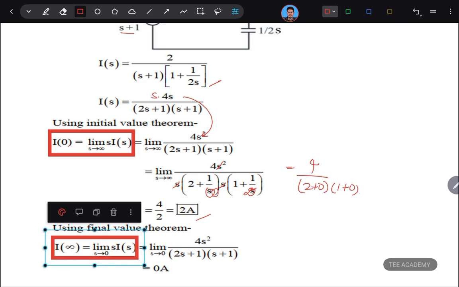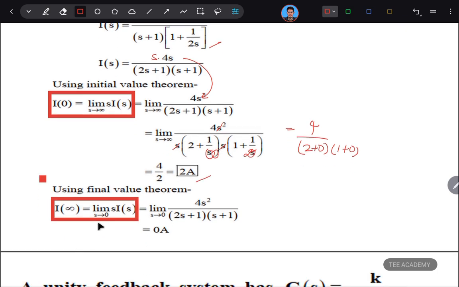So I of infinity says that limit s tends to 0. Observe here, limit s tends to 0, s into I of s. So limit s tends to 0, this value 4s squared divided by 2s plus 1 into s plus 1. As s value is 0, the current will be 0 here. Here we changed the equation in terms of 1 by s so that you can get the exact answer, but here there is no need. Substituting s equal to 0, we'll get the answer directly. So the answer will be 2 amps and 0 amps.